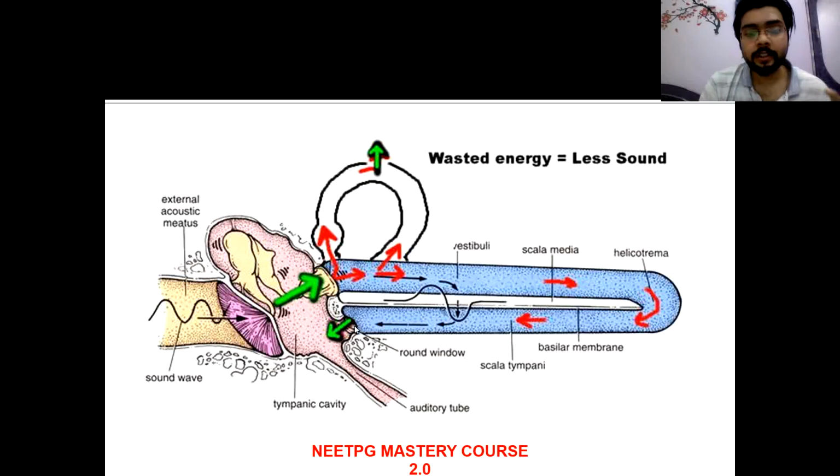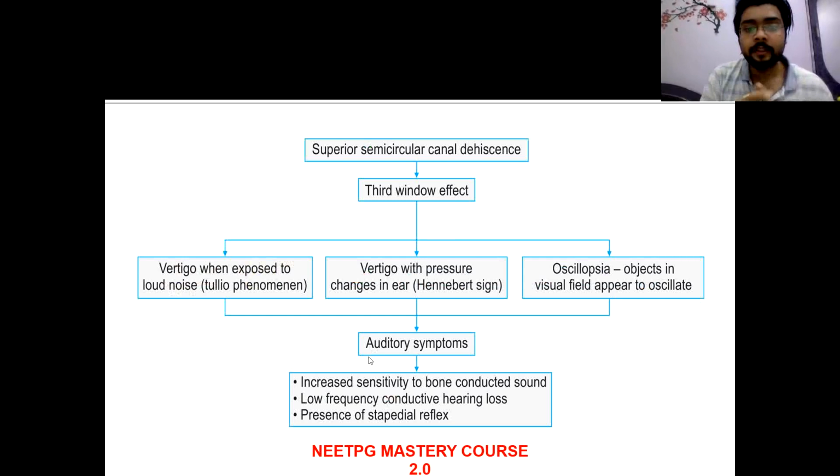Basically the oval window and round window are in opposite phase. If one goes inside, the other goes outside. So the phase difference is very important for proper conduction, and this third window effect causes this phase difference to be lost and the sound conduction to be lost to the outer environment. So this is causing some more effects other than your conductive hearing loss.